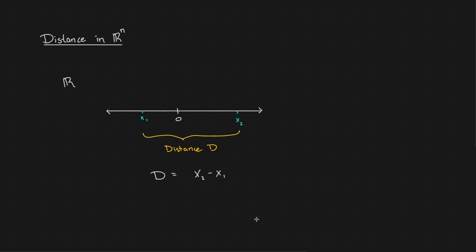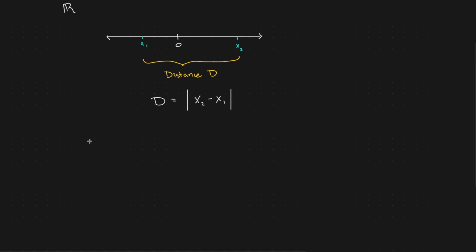And if you don't want to keep track of which number is bigger and which number is smaller, you could just throw it inside some absolute values. And that'll make sure that we always get the positive distance. Okay, so to find the distance between two real numbers, you just subtract them and take the absolute value.